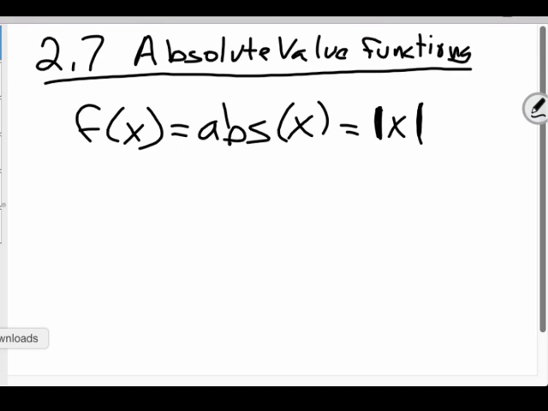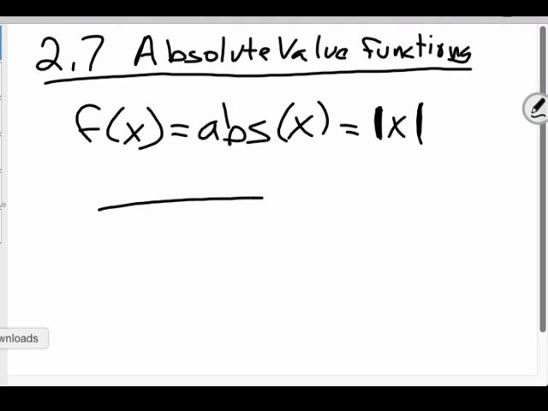If I plug in -7, what's the positive of that? 7. So the absolute value of -7 is 7. What's the absolute value of +7? Still positive, so it's 7, right? So now, that's what that does, and it really measures the distance as opposed to the direction.